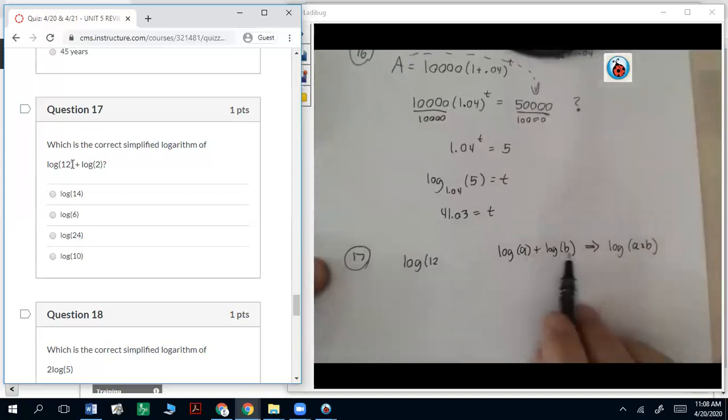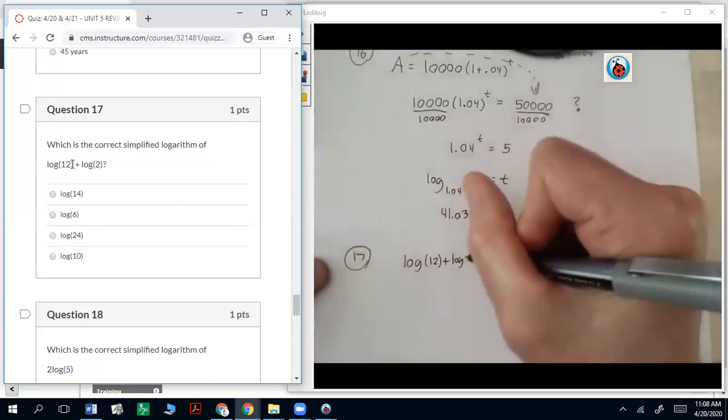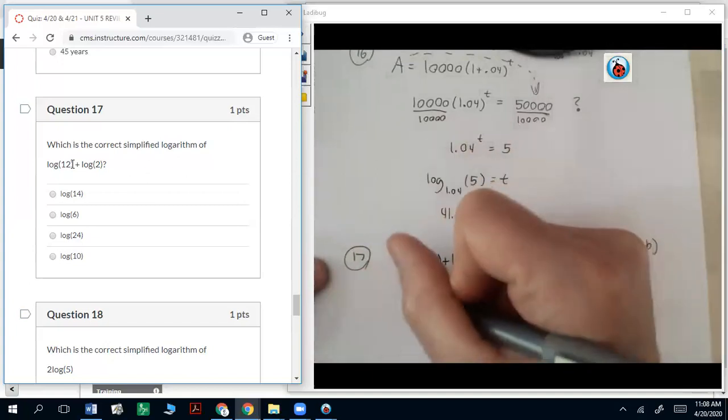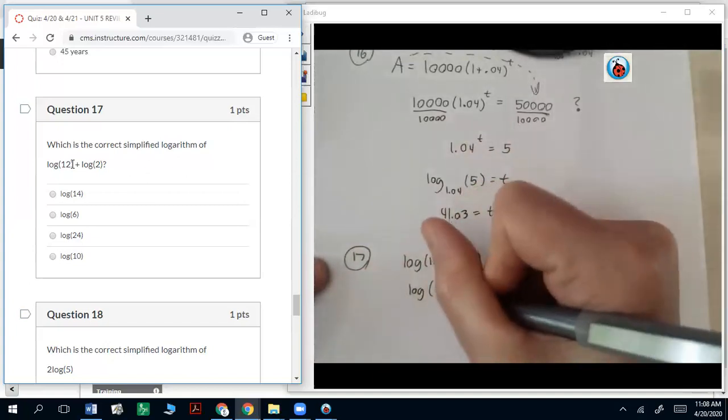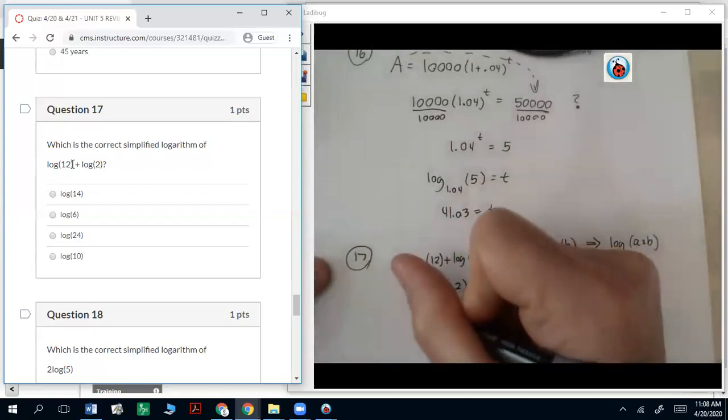So when you have 2 separate logs of the same base with numbers inside, then you can simplify that to 1 log where you times the numbers. So if I'm using that property, then that would be log of 12 plus log of 2. Then that means I'm going to want to multiply 12 and 2 in that log. So that should be log of 24.